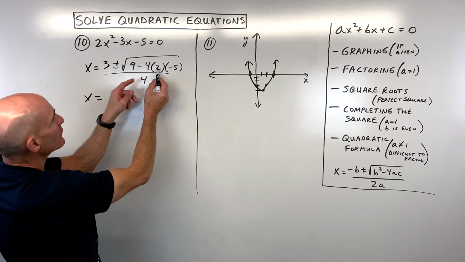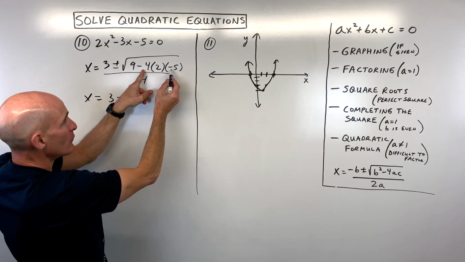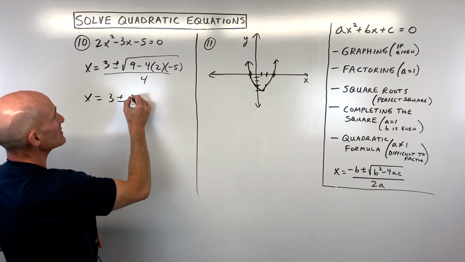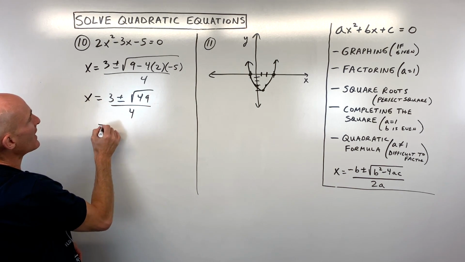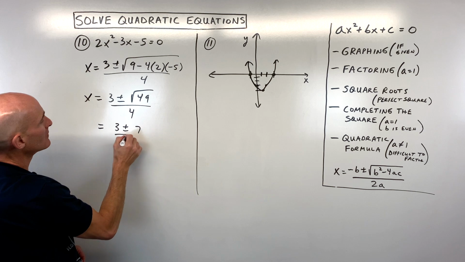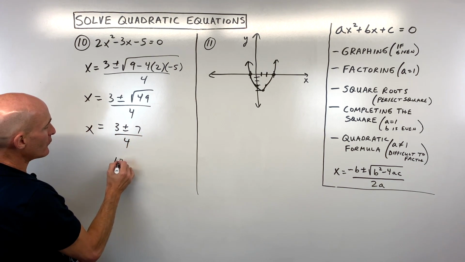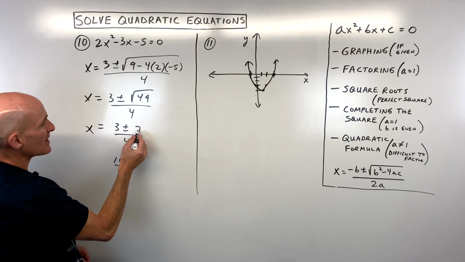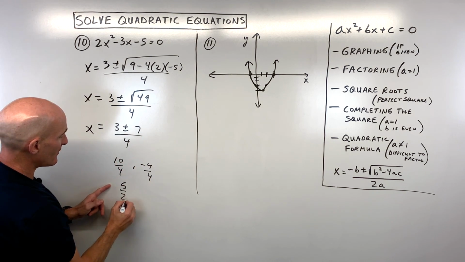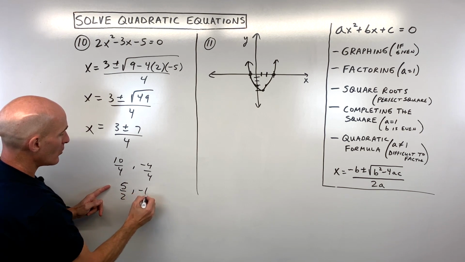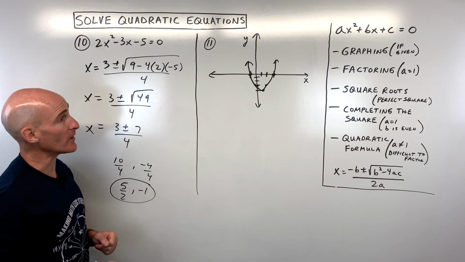So if we simplify here, let's see what we have. Negative 4 times 2 is negative 8. Negative 8 times negative 5 is 40. 9 plus 40 is 49. And we know the square root of 49 is 7. So we can see 3 plus 7 is 10 divided by 4. And 3 minus 7 is negative 4 divided by 4. So this reduces to 5 over 2, or negative 1. So those are your two solutions using the quadratic formula.